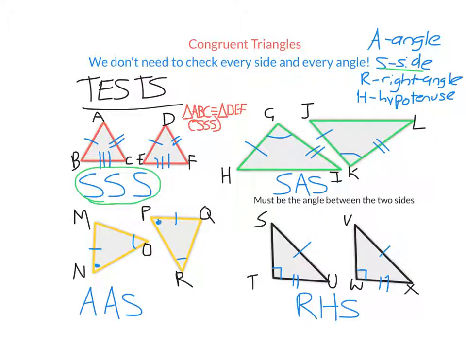So let's look at the second test, SAS. That means two sides, because there are two S's, and an angle, but it must be the angle between the two sides.